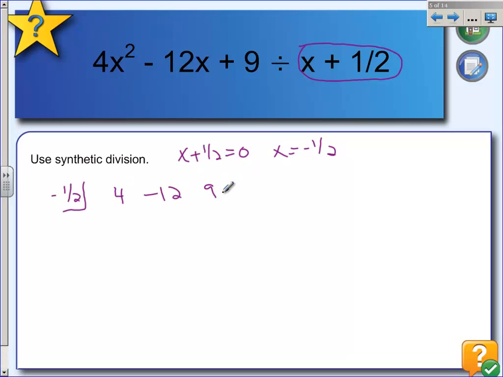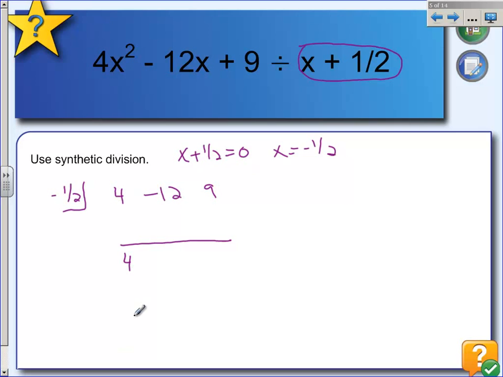Synthetic division is a lot cleaner than long division because it gets rid of all your x's, and it magically works. Okay, then we're going to leave a space here, because I'm going to put numbers here. We're going to draw a bar, and then what we're going to do first is take this first coefficient of 4 and drop it below the line.